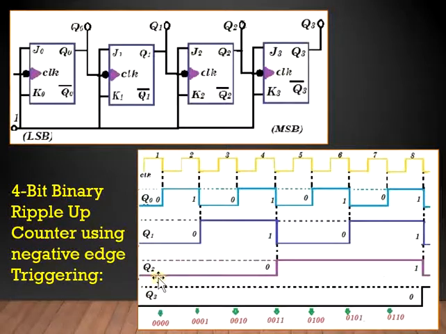So you can see when the clock input goes from 1 to 0, the output Q0 changes its state, and when Q0 changes from 1 to 0, Q1 changes its state. When Q1 changes from 1 to 0, Q2 changes its state, and so on. So this clearly shows the timing diagram and also the sequence of the count in which manner it occurs.